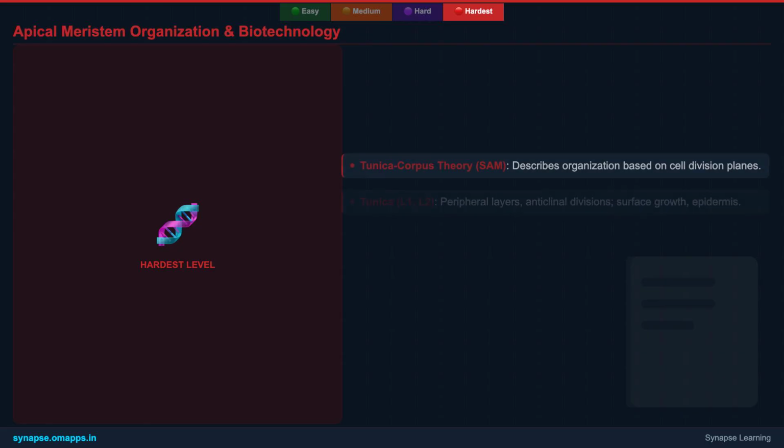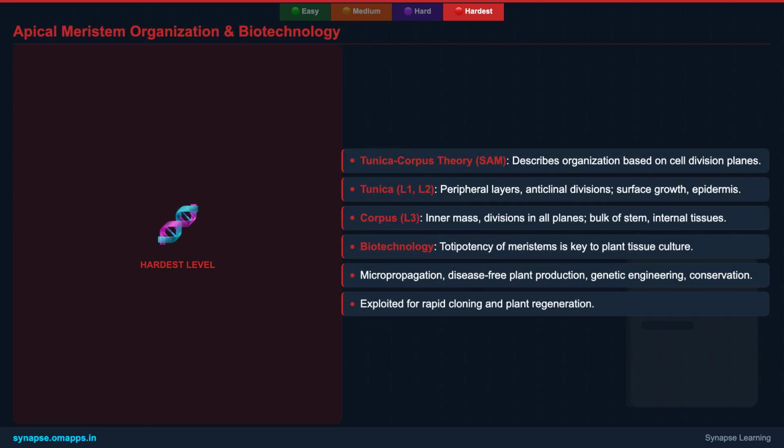The organization of the shoot apical meristem is elegantly described by the tunica corpus theory. The tunica consists of outer layers, L1 and L2, where cells divide primarily anticlinally, meaning perpendicular to the surface. This maintains the surface area and gives rise to the epidermis and subepidermal layers.